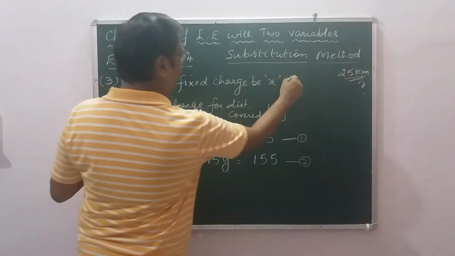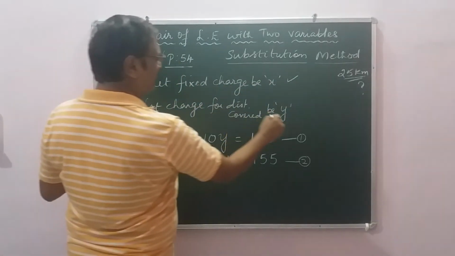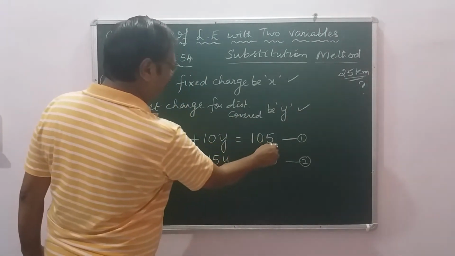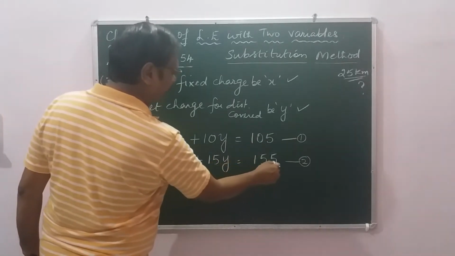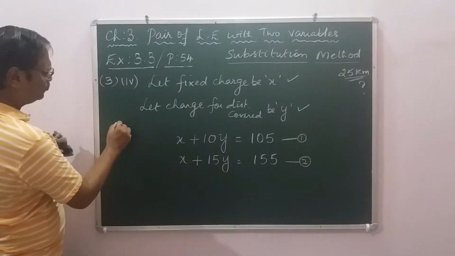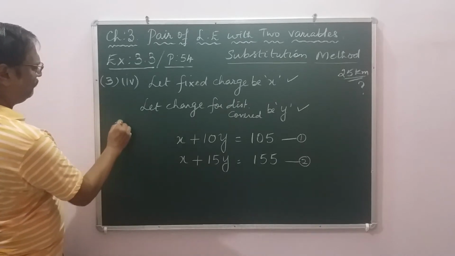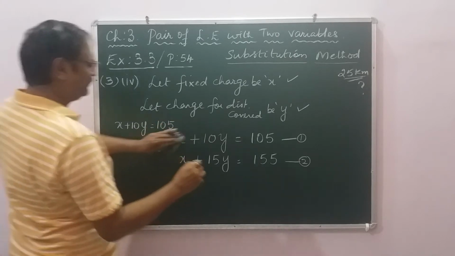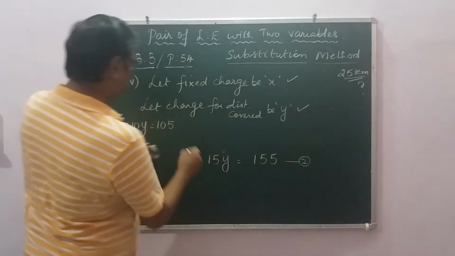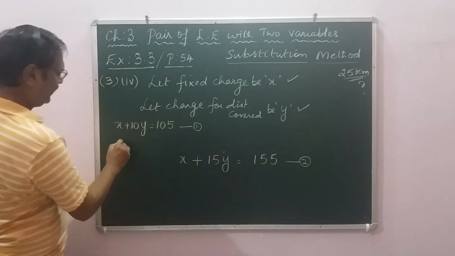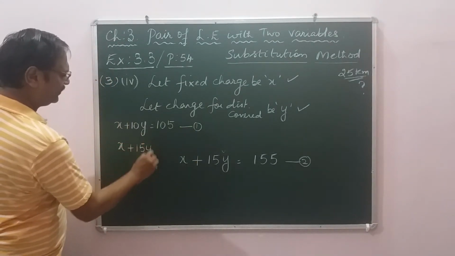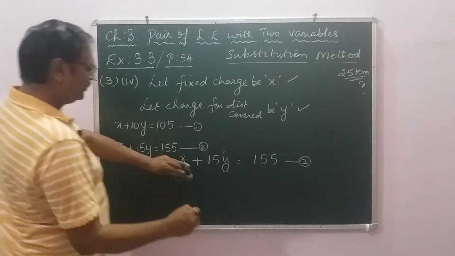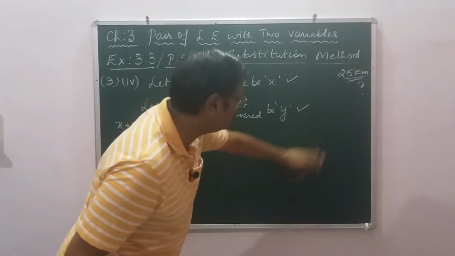Okay, you understand what I am doing here? Fixed charge is x and the charge for the distance covered is y. We know these two. x plus 10y is equal to 105. x plus 15y is equal to 155. Let me write it in small letters. x plus 10y is equal to 105. I have erased this now. Okay, equation number 1. x plus 15y is equal to 155. Equation 2.